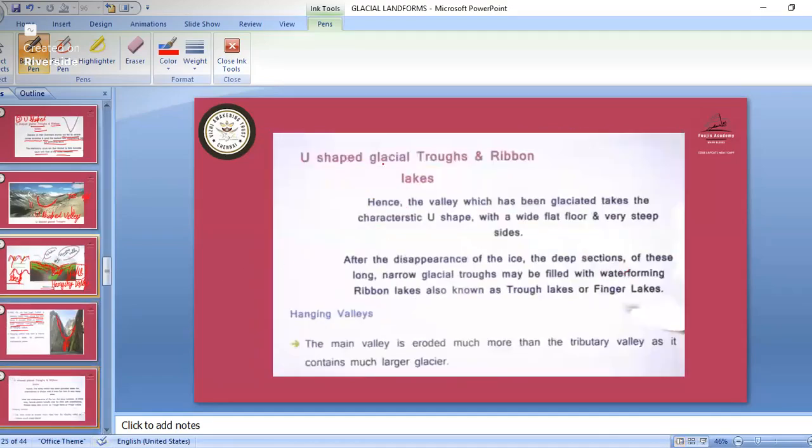So that is about the hanging valley. Then we have the U-shape and the ribbon lakes. The valley which has been glaciated has the characteristic U-shape with a wide flat floor and very steep sides. Wide flat floors, and very steep sides.